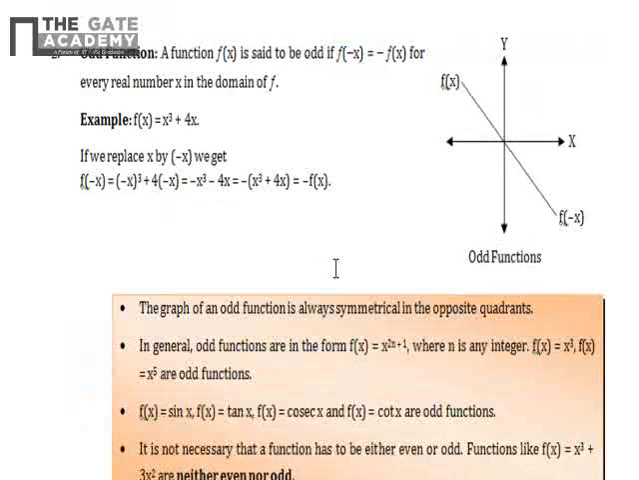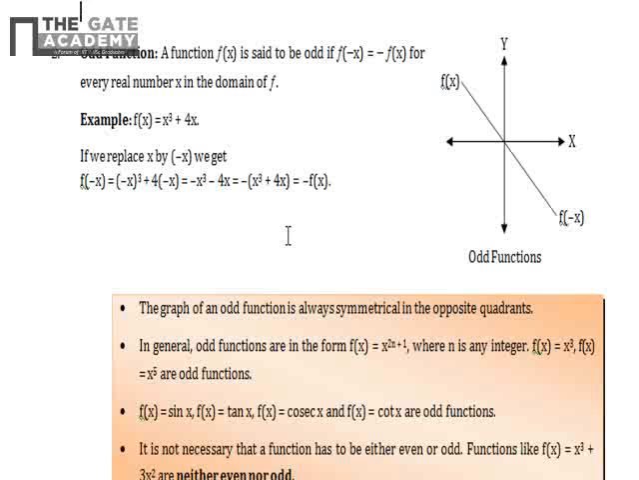Now the next example is the odd function. The odd function is always symmetrical in opposite quadrants. That means f of minus x will be equal to minus of f of x. So any function in the form f(x) equal to x raised to 2n plus 1 or 2n minus 1 will always be an odd function, like x cube, x to the power 5, and also sin x, tan x, cosec x, cot x. These are also odd functions.